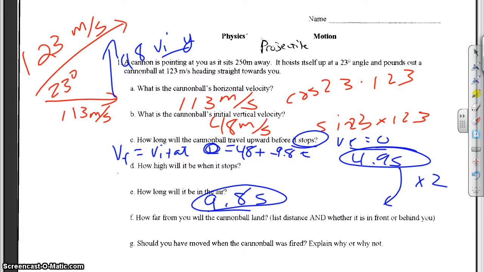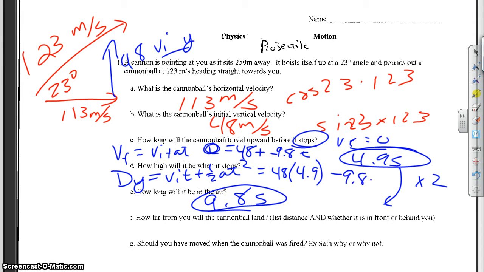How high it will be when it stops, that's a dy. Remember, anything in the y is accelerated, anything in the x is not. So we can use vit plus half at squared for this one: the initial velocity of 48 times the time, just the time to go up. Again, we don't care how long it takes to go down if we're figuring out how high it gets. Plus negative 9.8 times 1/2 times t squared. If you do all that, I believe you come out with about 118 meters for the height that it gets to.